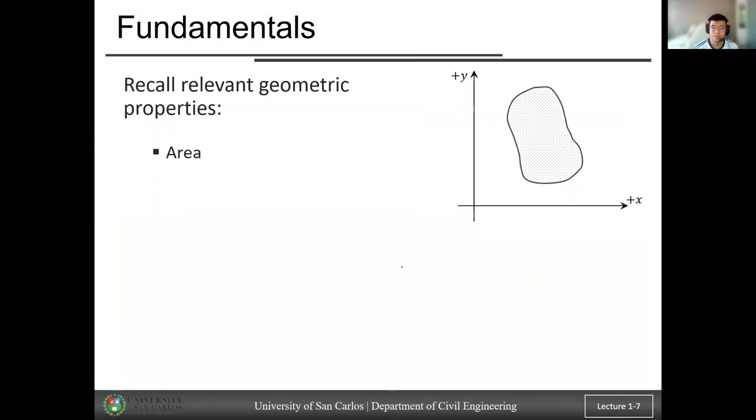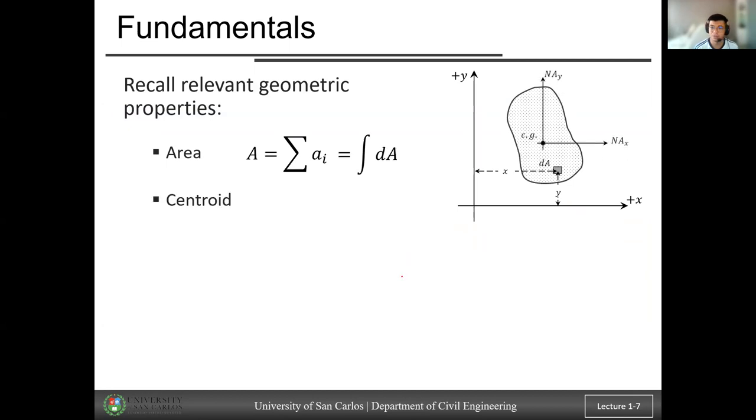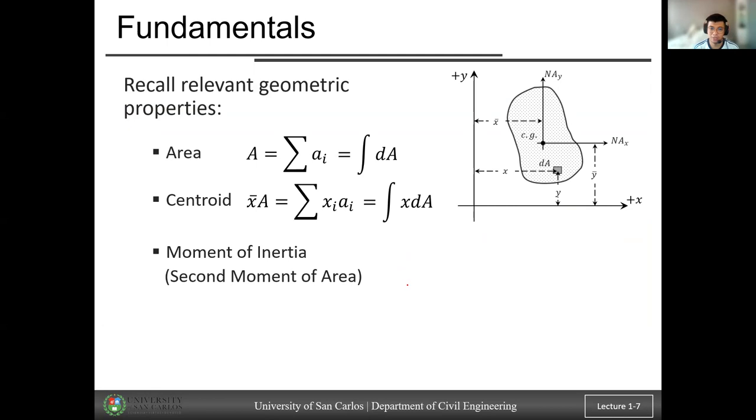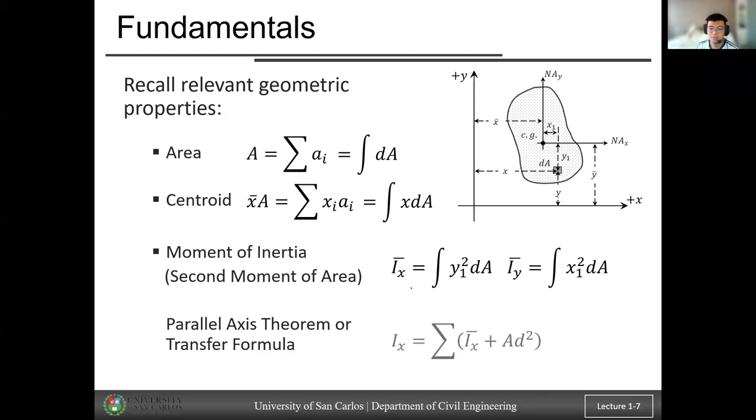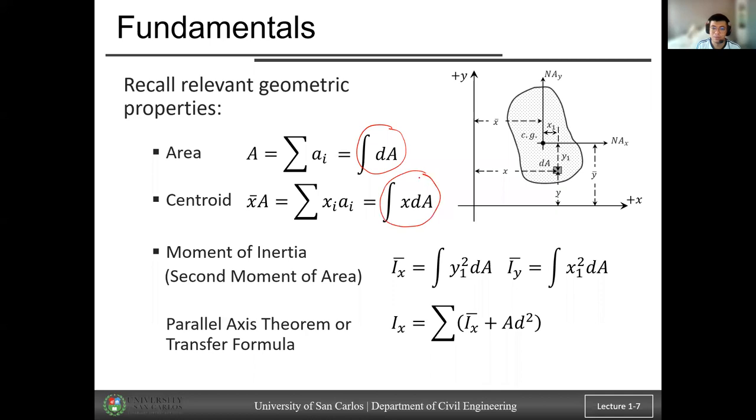Okay, so I think you also have this one in your Mech 1 or in your statics course. So you have area, centroid, and second moment of inertia. Okay, so you also have the transfer formula. So area is, I think if you know pretty well from our class back in integral calculus, this is the formula for area. This is the formula for centroid.